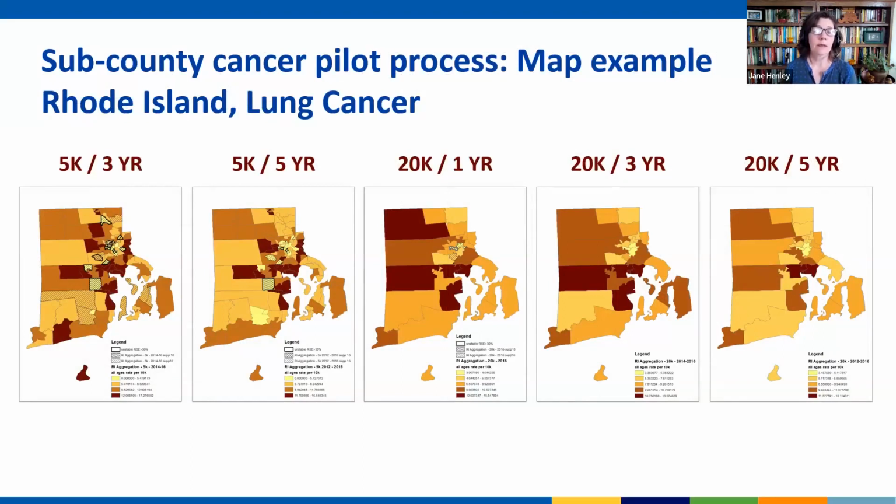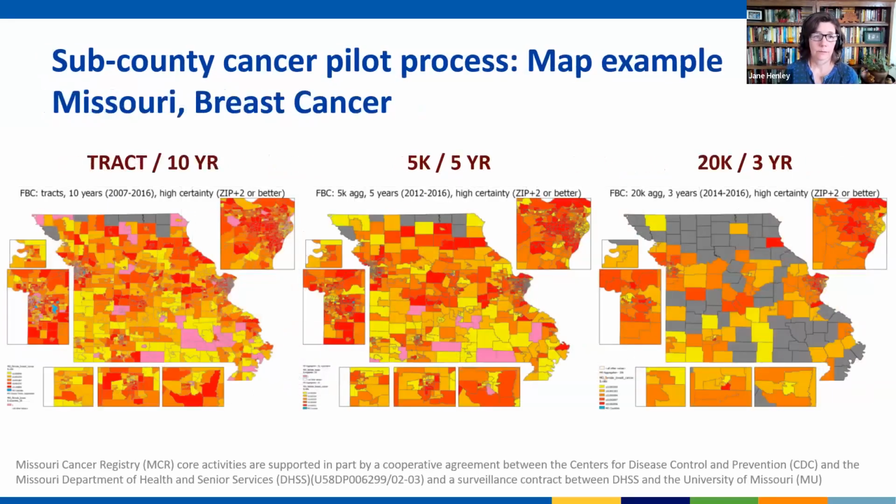And here's a series of maps. Each registry made maps showing the different spatial temporal aggregations for their cancers. And we have lung cancer at a 5K and 3-year aggregation up to a 20K 5-year aggregation. And this is where you can see the trade-offs between space and time. Next slide, please. And here we have Missouri and breast cancer. And each state also chose their own colors. And so we had a different variety of maps to look at.